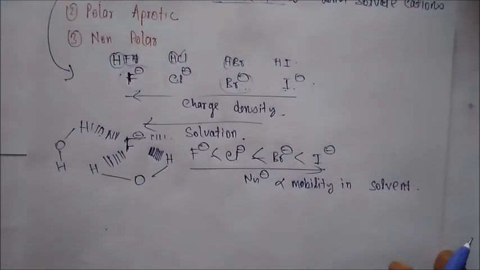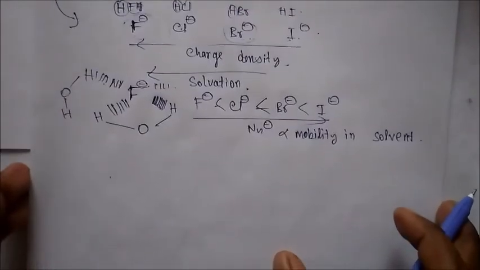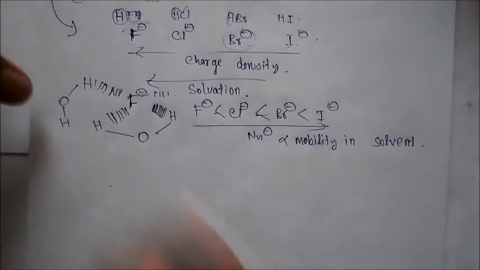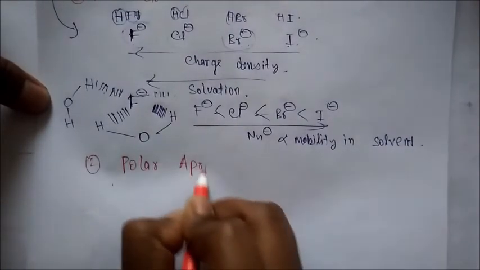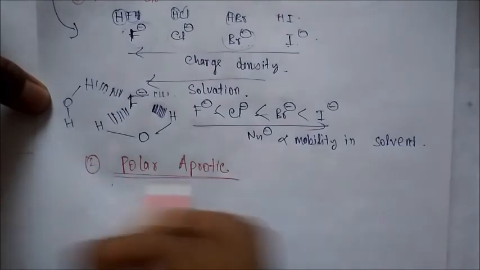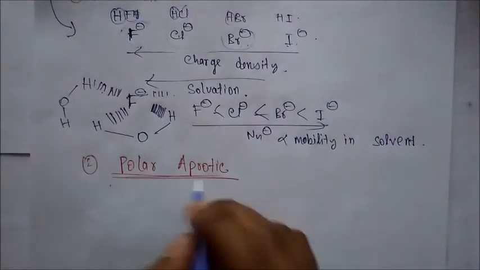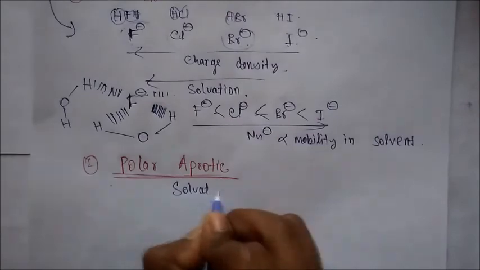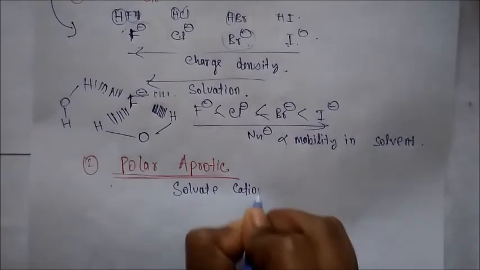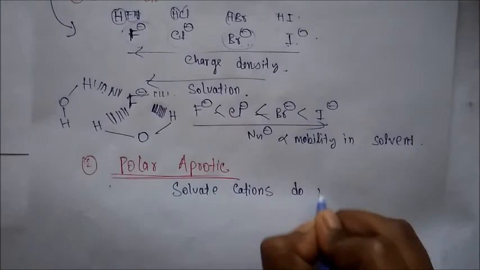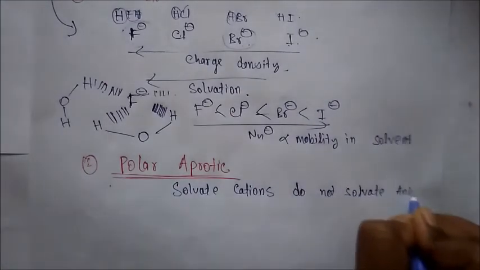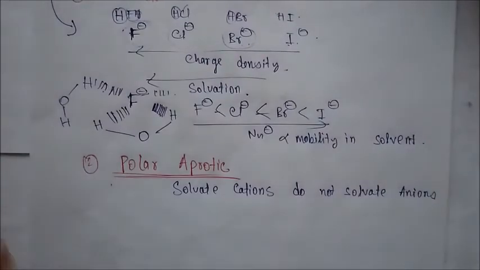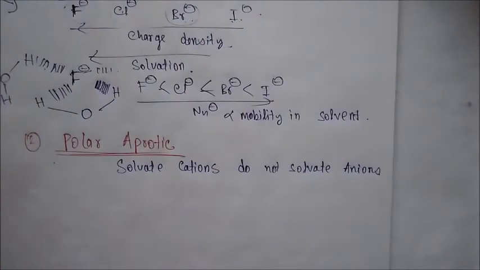Okay, let's see in the polar aprotic. Polar aprotic, what is happening? What does polar aprotic do? It solvates cations. It does not solvate anions. So polar aprotic always solvates the cations, does not solvate anions.